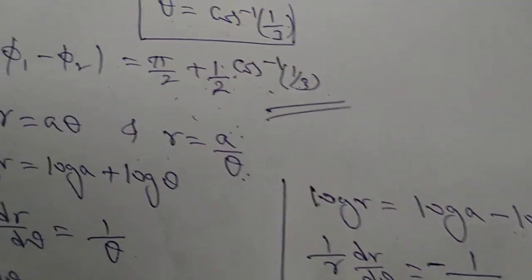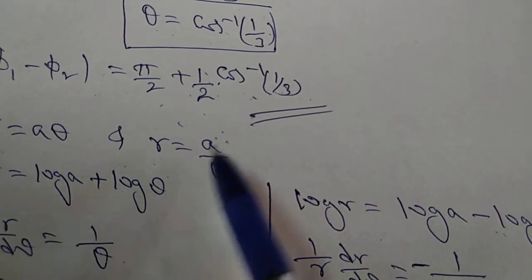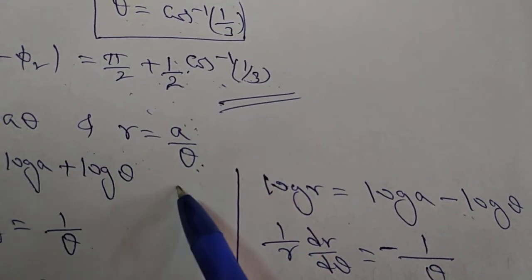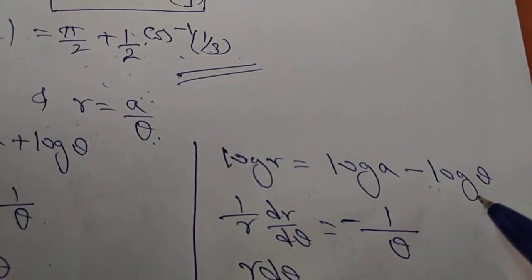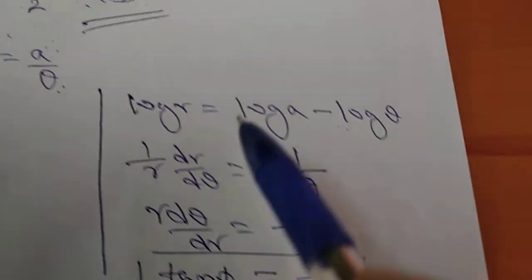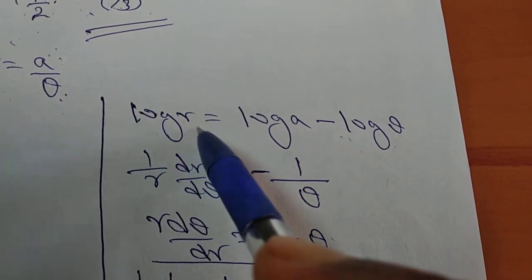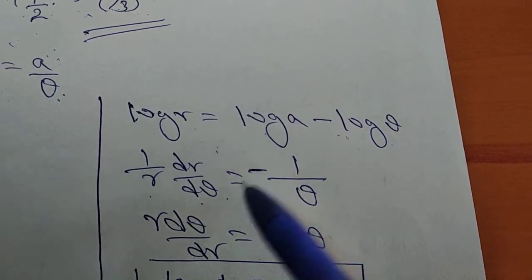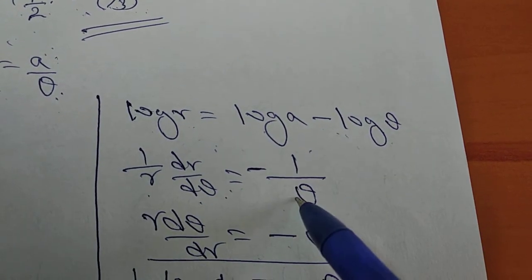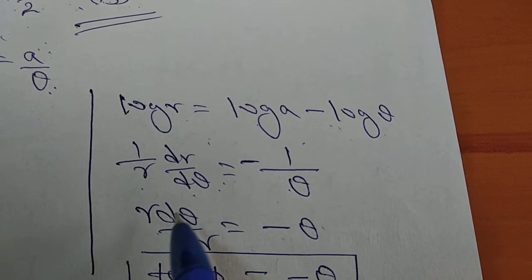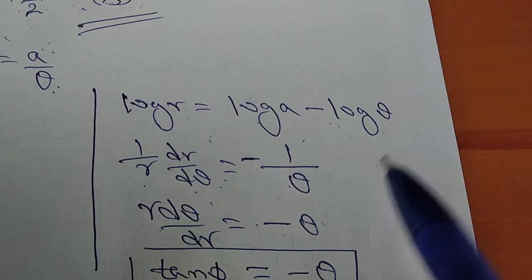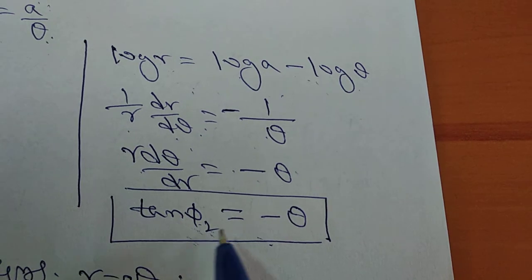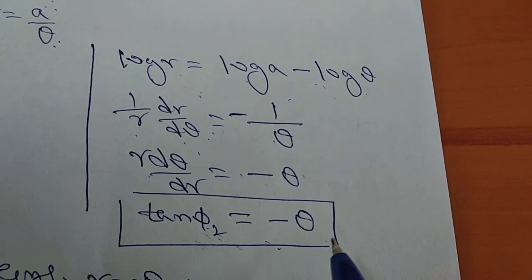Next, the second curve. What is the second curve? r is equal to a by theta. Take log on both sides. So log r is equal to log a minus log theta. How does it become that? Log a by b is log a minus log b. Differentiate with respect to theta. So 1 by r dr by d theta, and log a differentiation is 0, minus log theta differentiation 1 by theta. Take reciprocal on both sides. So r d theta by dr is equal to minus theta. So for the second curve, tan phi 2 is equal to minus theta.